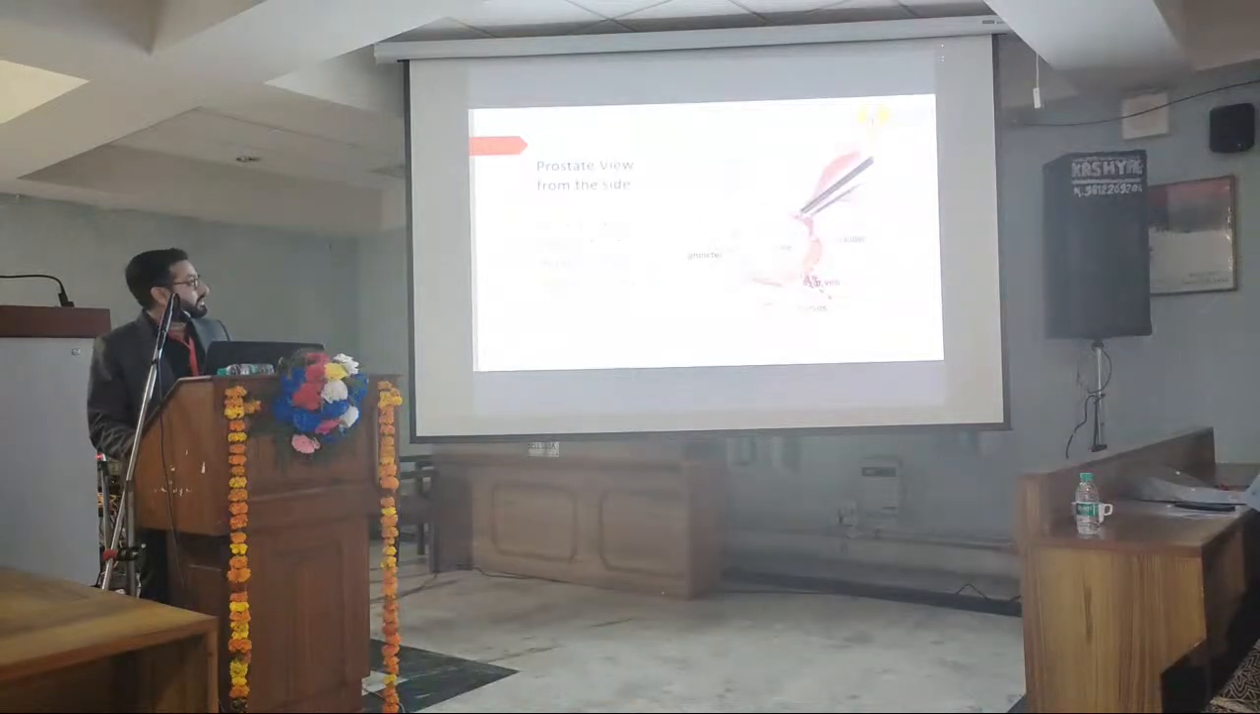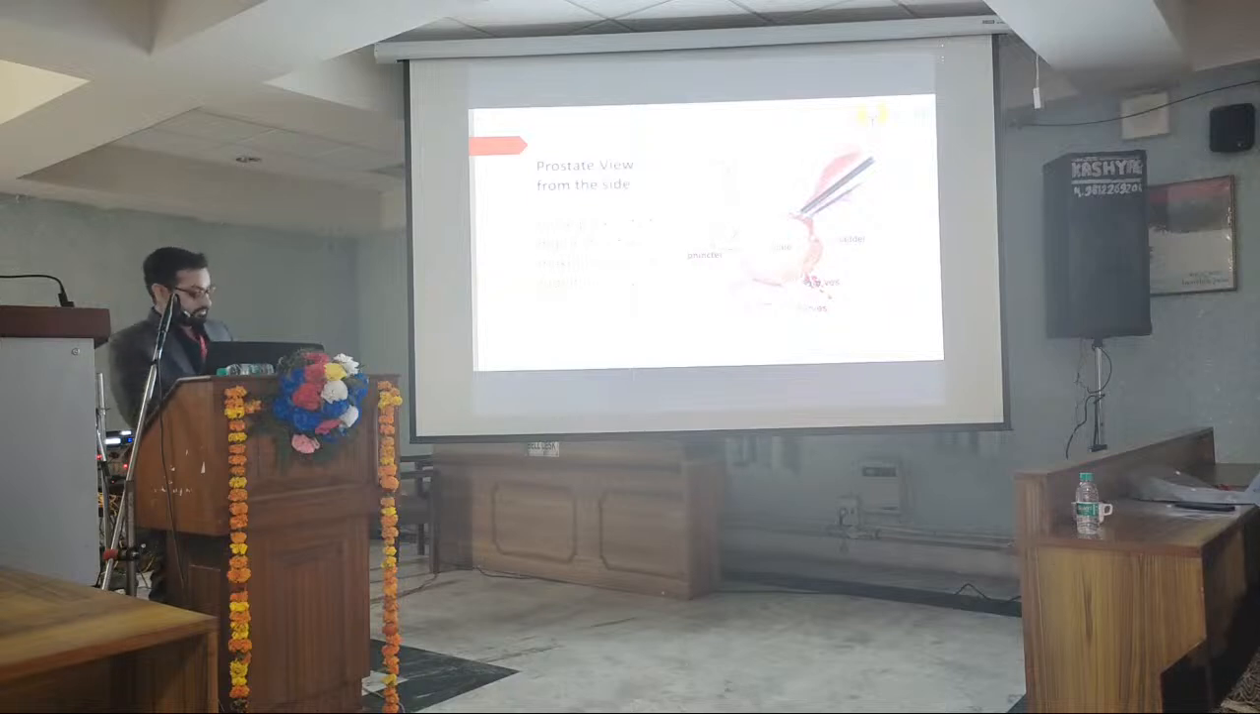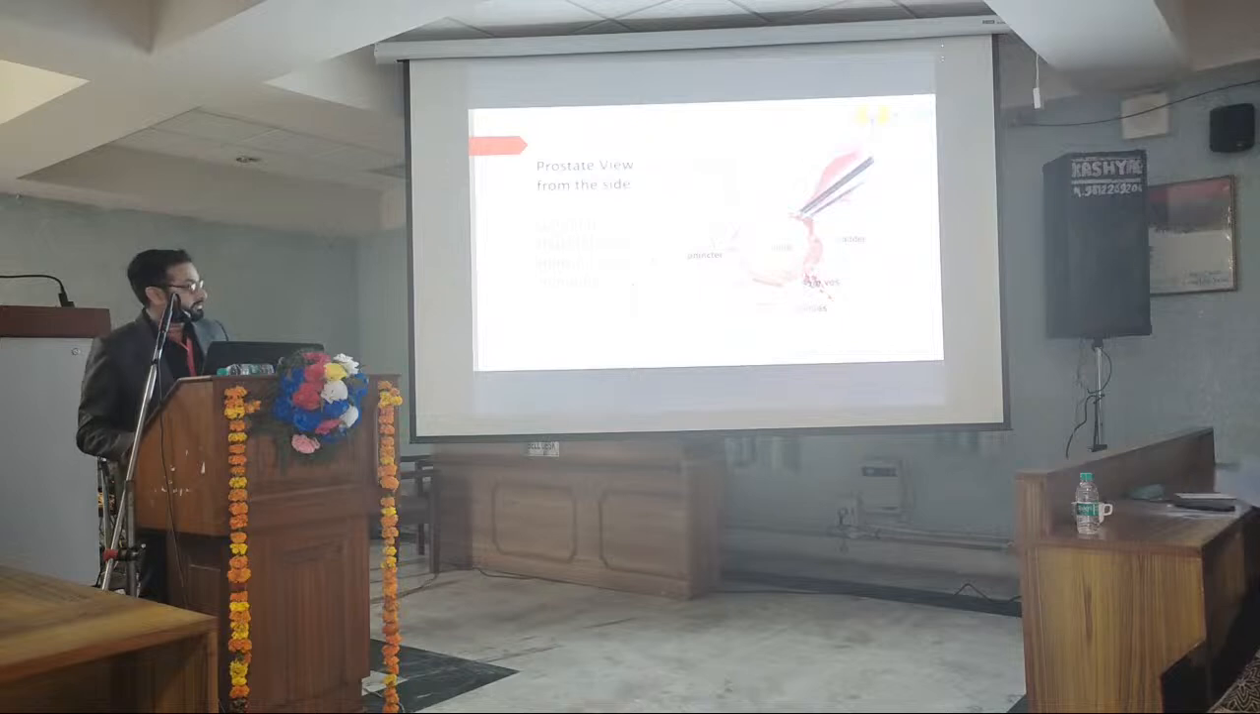So as you can see here, anteriorly it's behind the pubic bone, then below the bladder. Posteriorly, it is adherent to the rectum, just separated by the fascia of Denonvilliers.